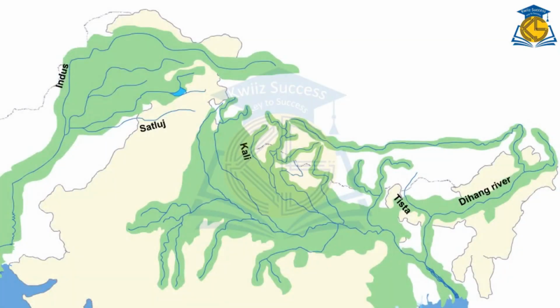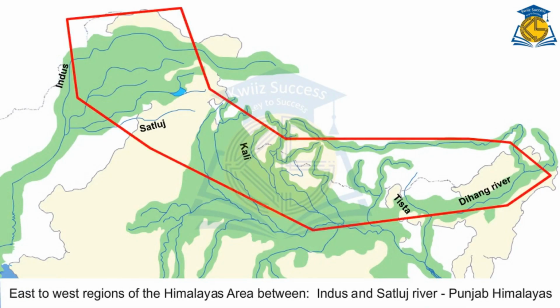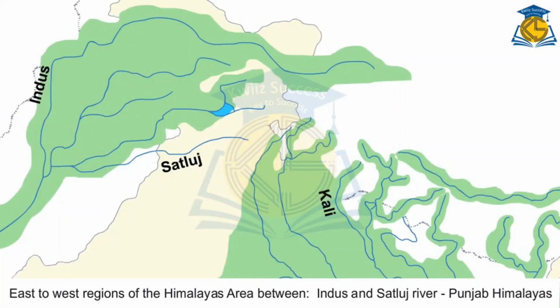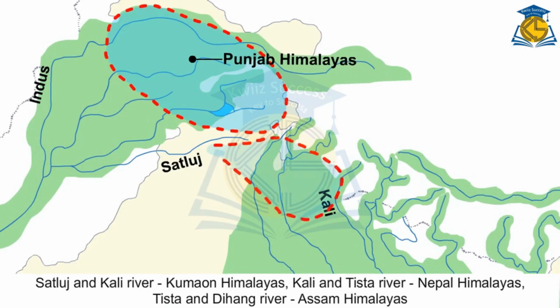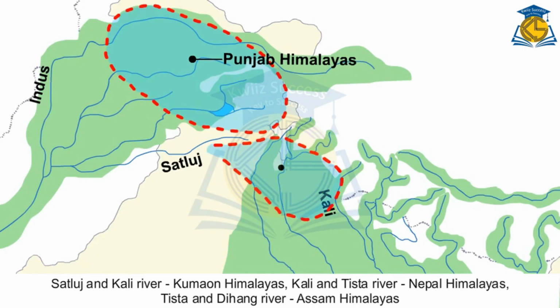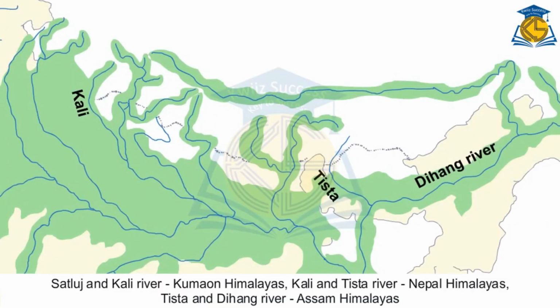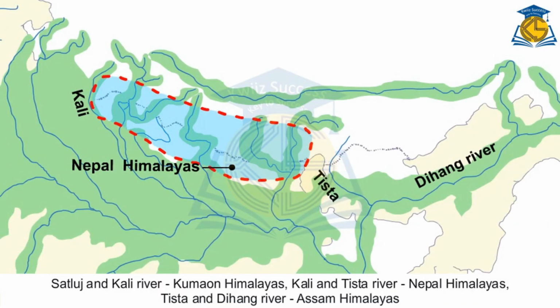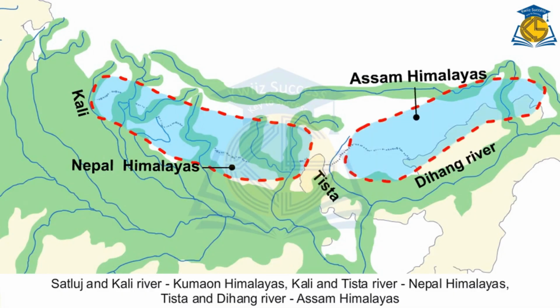The Himalayas are also divided into regions from east to west on the basis of river valleys. Area between Indus and Sutlej River is Punjab Himalayas, between Sutlej and Kali River is Kumaon Himalayas, between Kali and Teesta River, Nepal Himalayas, and between Teesta and Dihang River is Assam Himalayas.